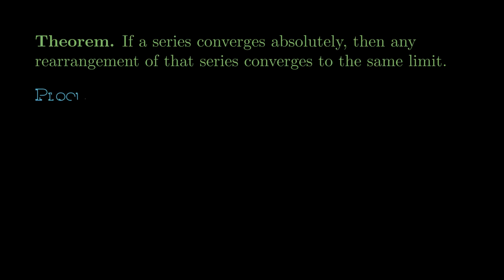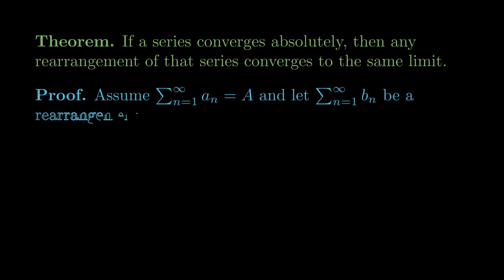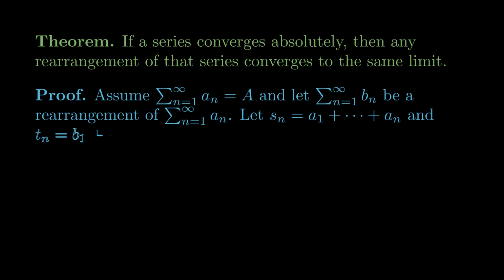For the proof, assume we have a series a_n converging to A, and let the series b_n be a rearrangement of that series. Let S_n represent the nth partial sum of the series a_n, and let T_n represent the nth partial sum of the series b_n. We need to demonstrate that the series b_n converges to A, which is equivalent to showing that the sequence of partial sums T_n converges to A. Let epsilon be greater than 0. We ultimately need to show that the absolute value of T sub n minus A is less than epsilon for all n greater than or equal to some specific index.